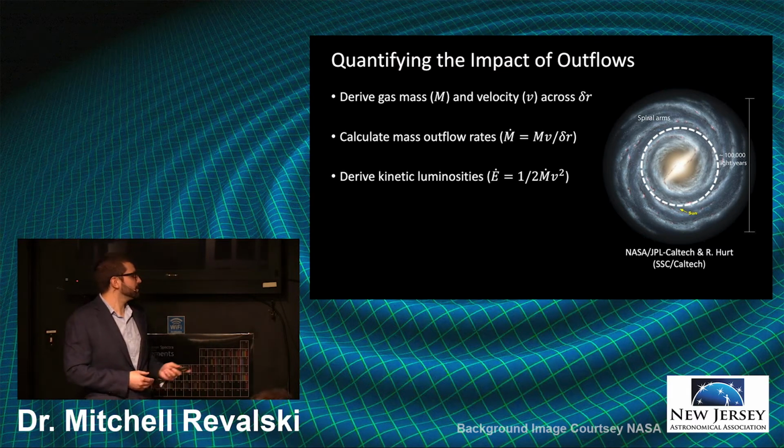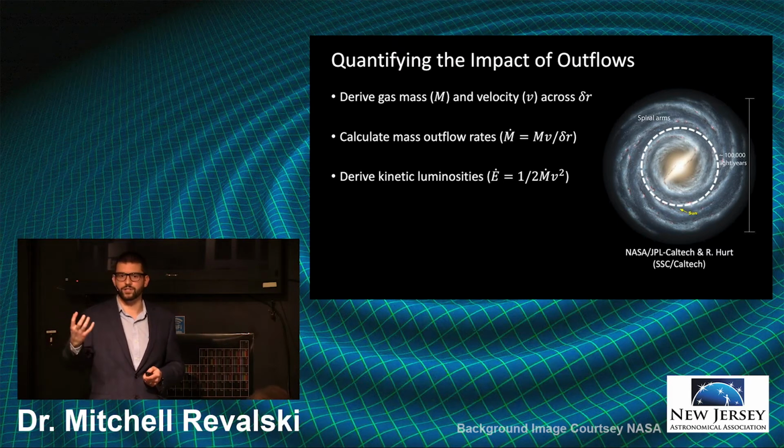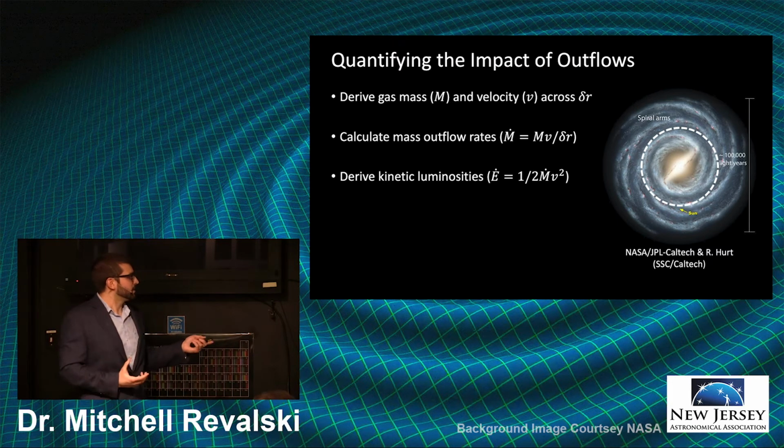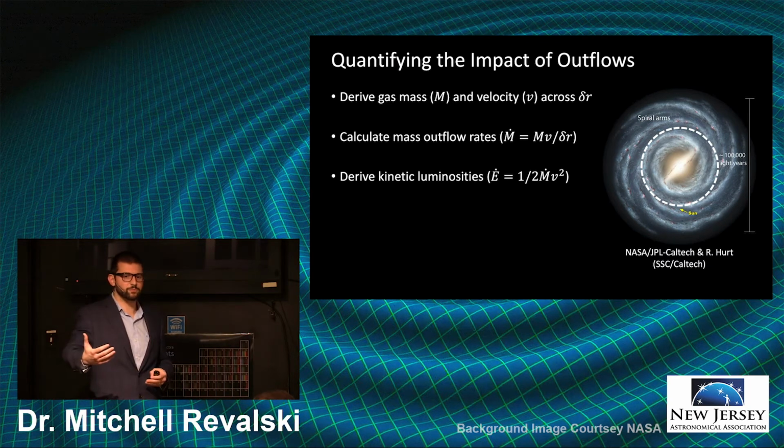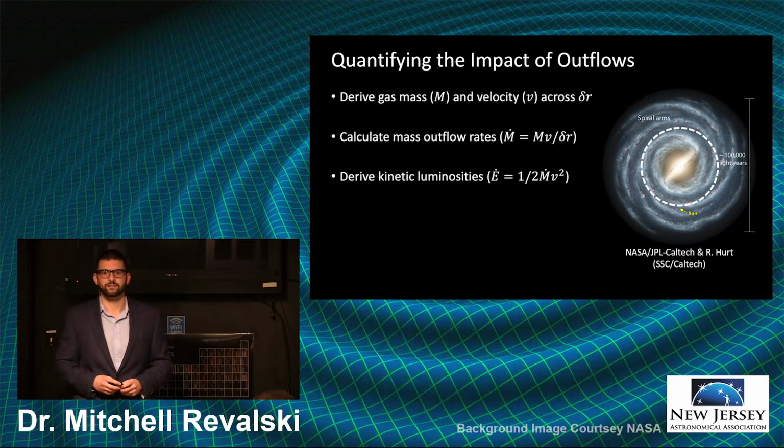So the way that we're going to do this, first we want to figure out how much material is in this outflow. We want to determine its mass. We want to determine its velocity, how fast it's moving, and then R, which is basically just how far it extends out into the galaxy.